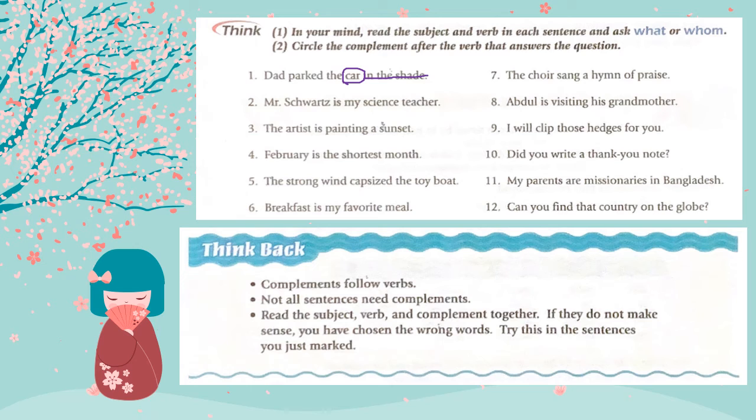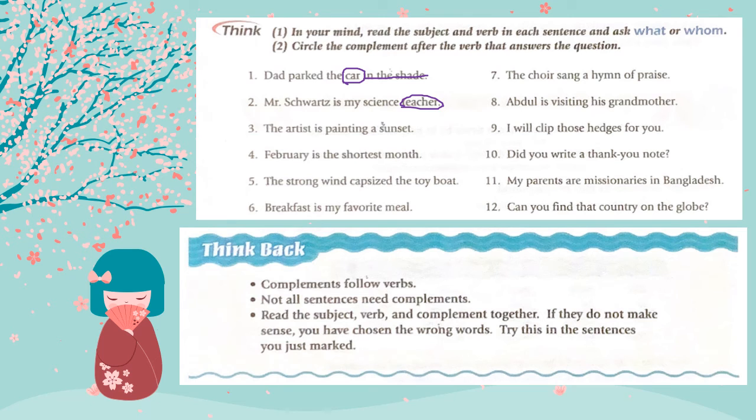Let's try one more. Mr. Schwartz is my science teacher. Mr. Schwartz is, that's my subject and verb. Mr. Schwartz is who or what? He's teacher. Okay, and we can even apply our test. Mr. Schwartz equals teacher. Yes, he does.